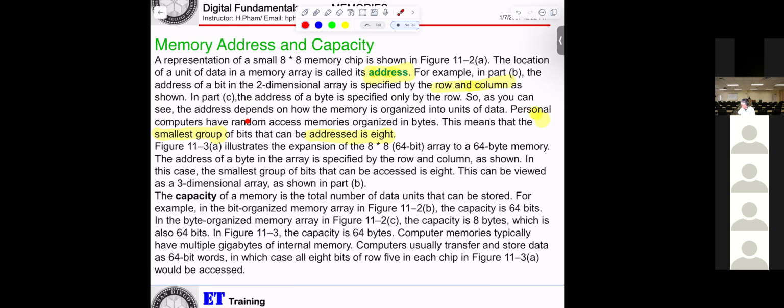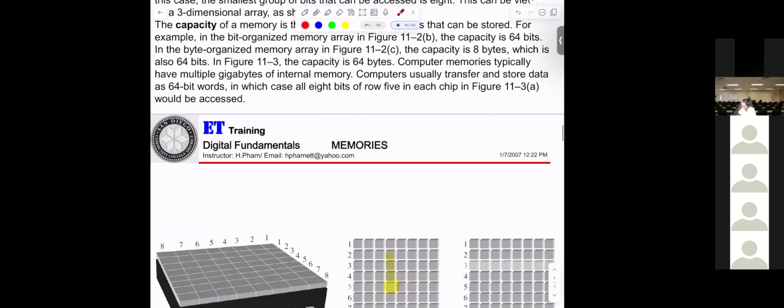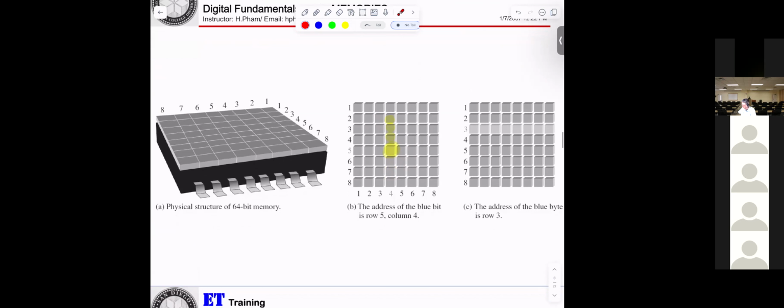So, as you can see, the address depends on how the memory is organized into units of data. Personal computers have a random access memory organized in bytes. This means that a small group of bits can be addressed as a unit. This one you can read. It's too much detail, and we don't care much about that. That's how the memory location works.